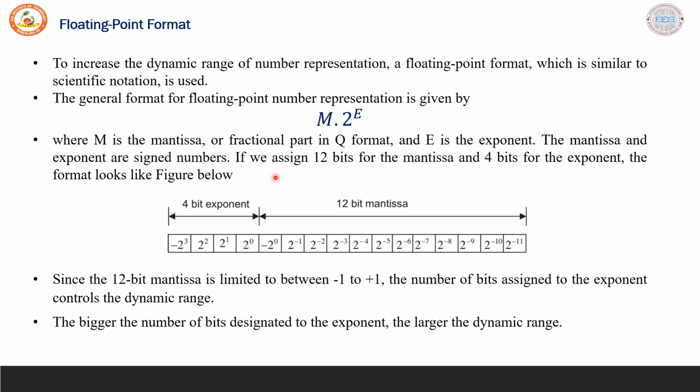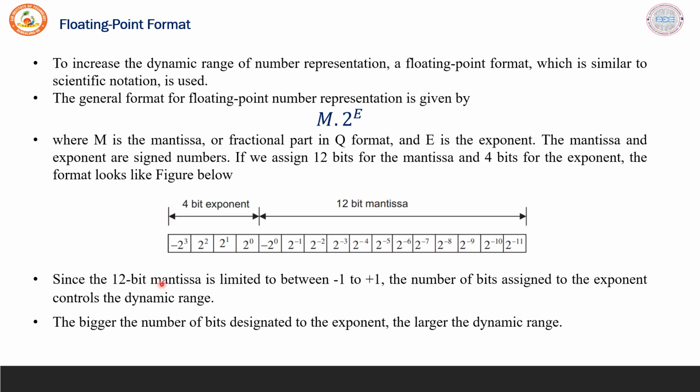Let us assume that we are considering 12 bits for the mantissa and 4 bits for the exponent. Then the format will look something like this. The initial 4 bits will be the exponent bits and the remaining 12 bits represent the mantissa. We observe that the most significant bit in both the fields represents the sign and the remaining bits will be the magnitude. The respective weights are also represented here.